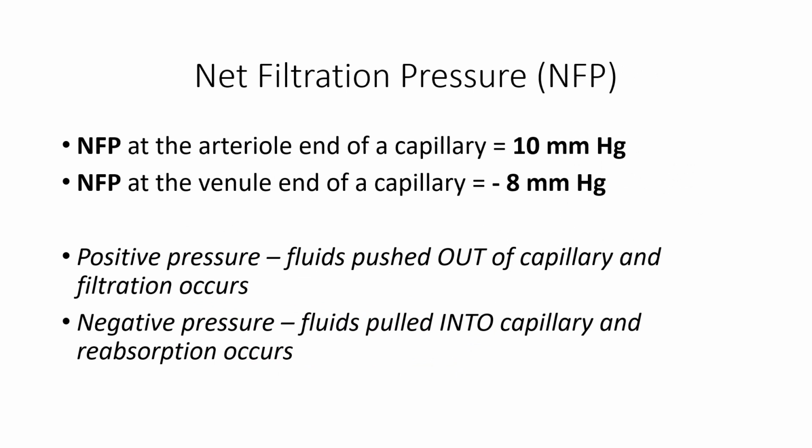So when we do the overall calculation, we get a net filtration pressure, that is the overall pushing value, at the arterial end of a capillary of approximately 10 millimeters mercury. It is a positive pressure. That tells me that fluids will be pushed out of the capillary and filtration will occur. When net filtration pressure is negative, such as what you see at the venular end of a capillary, we expect reabsorption to occur. And in fact, net filtration pressure at the venular end is -8. So these are two values that you'll want to make sure that you understand and know.